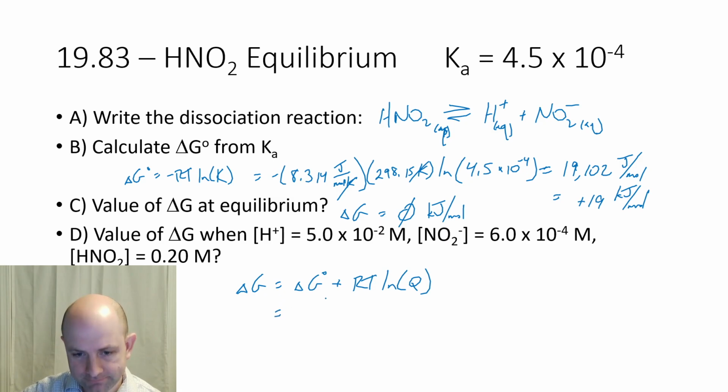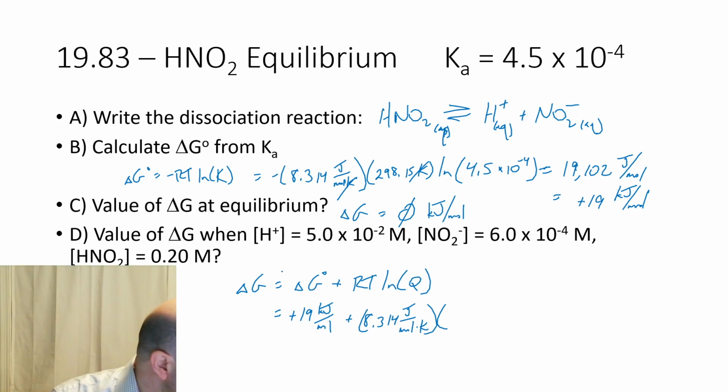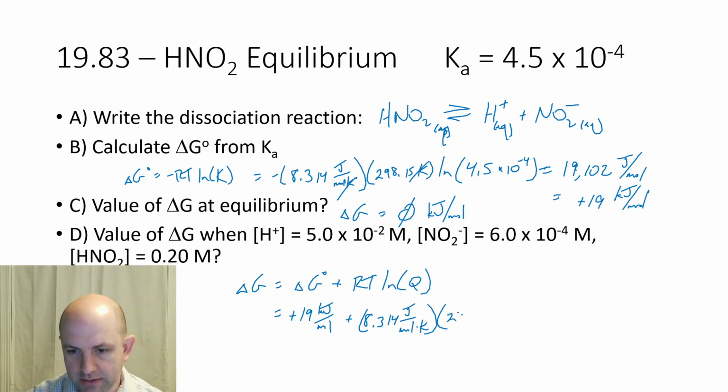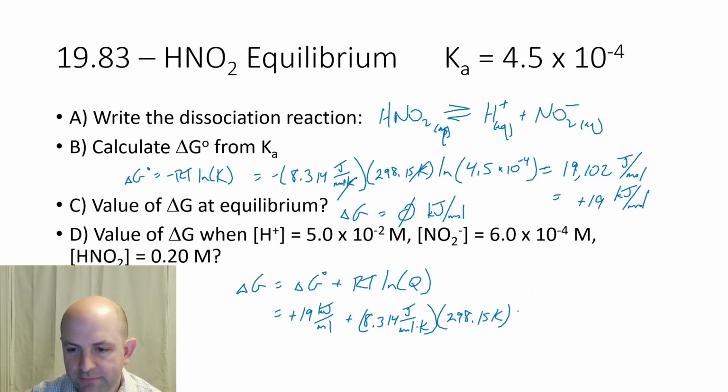So we plug in what we've got. We've got our standard delta G. We just found that to be positive 19 kilojoules per mole. We'll then plug in R again, so that's 8.314 joules per mole Kelvin. We'll plug in our temperature. It doesn't give us a temperature, so we're just going to assume 298.15 Kelvin seems safe. And then natural log of Q.